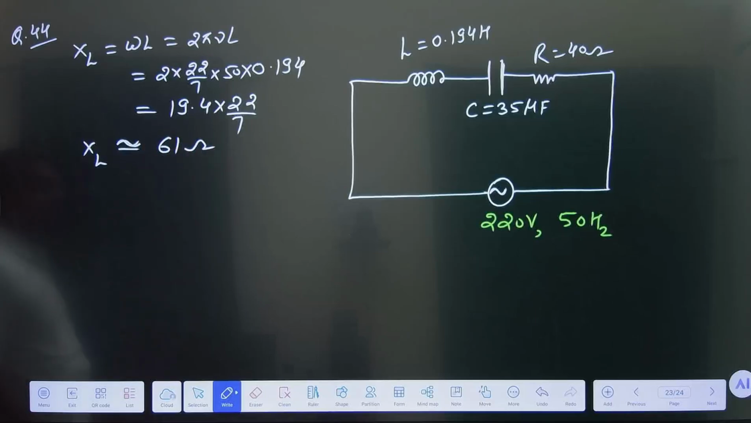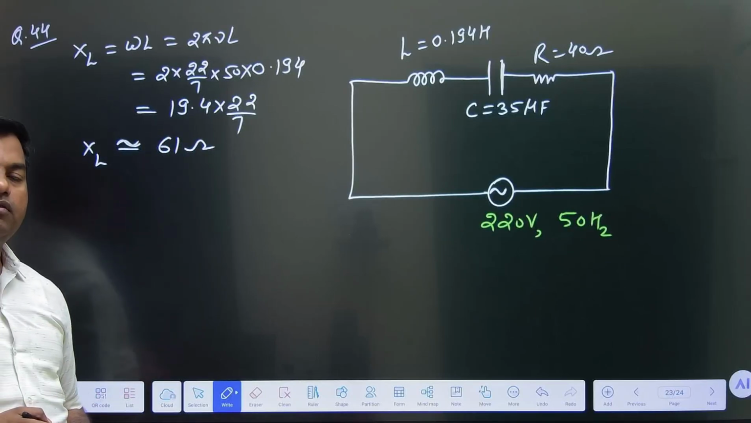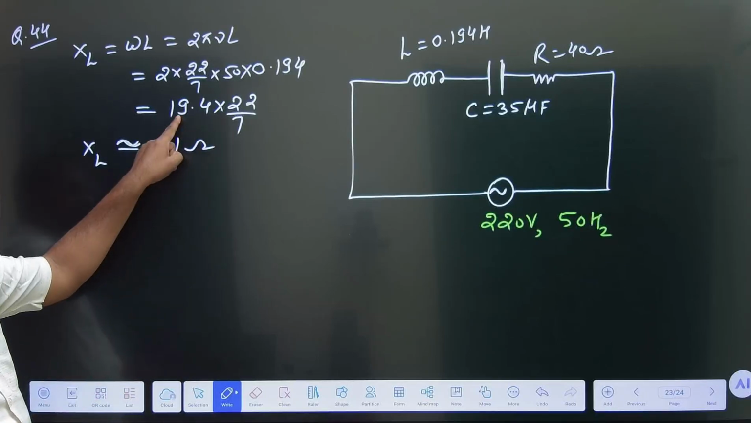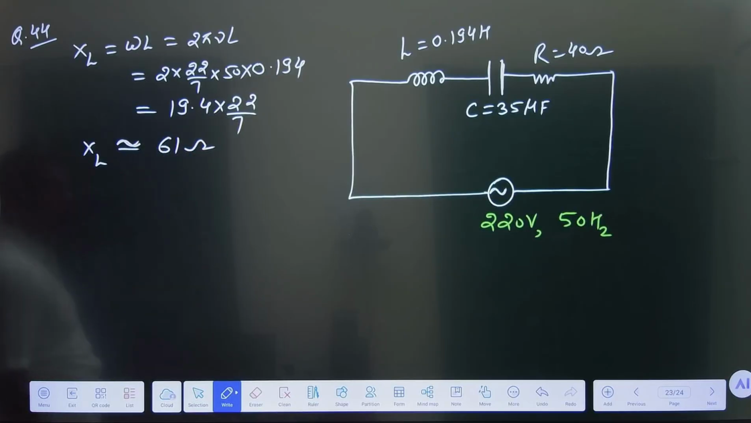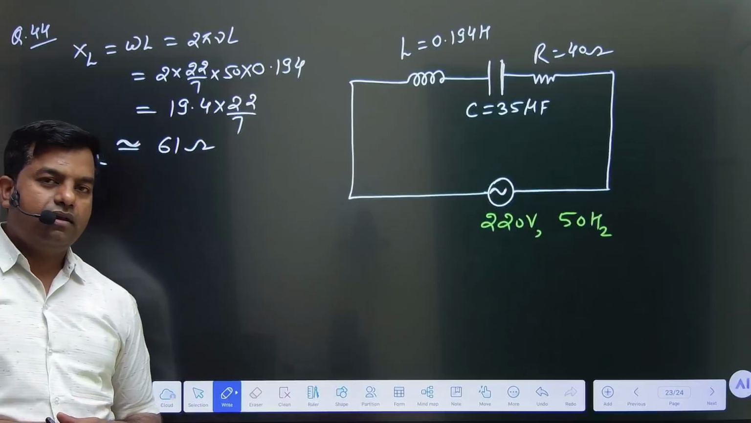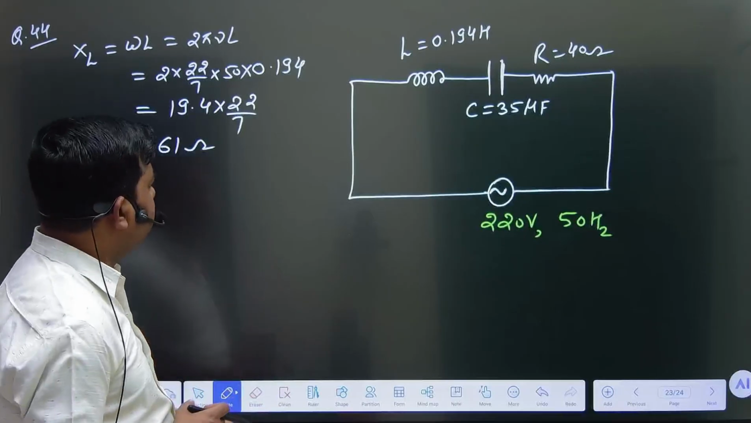On solving, we get XL is nearly equal to 61 ohm. On solving, it is 60.8 approx, so it is 61 ohm.